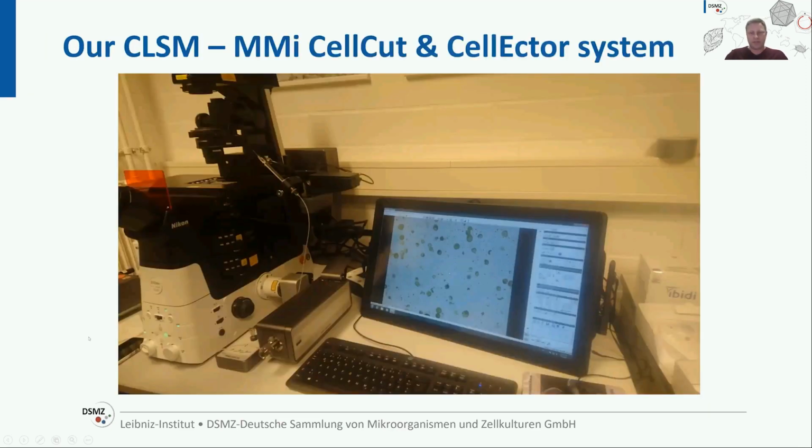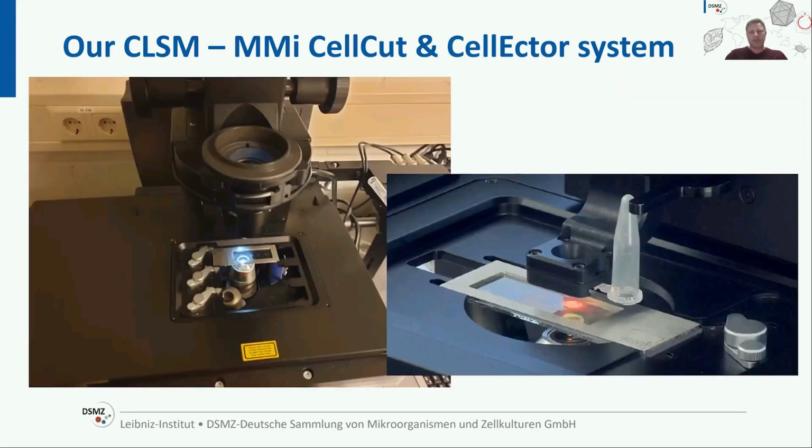And to address this, our group utilizes this solution here, the cutting-edge solution, in my opinion, the MMI CellCut and Selector system. It's a combination of two systems you can see here in the picture. This system allows us precise laser dissection of specific cells under the microscope, enabling us to extract and collect pure samples of infected cells from the cellular mosaic of plant tissue.